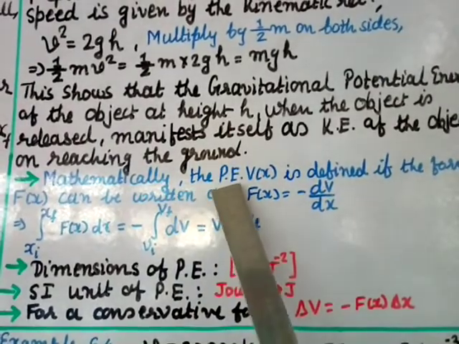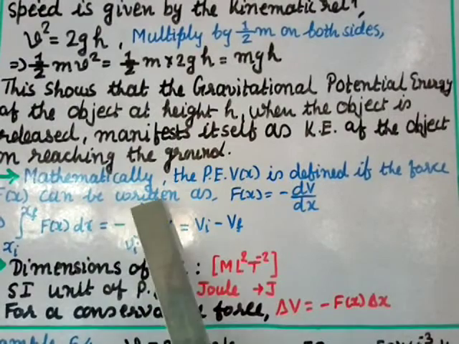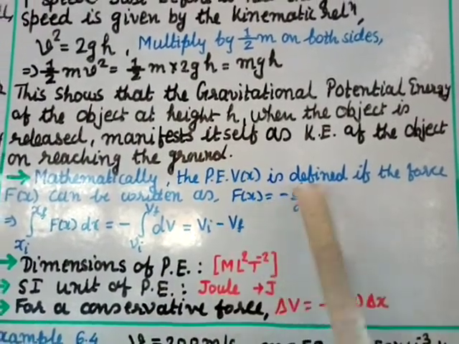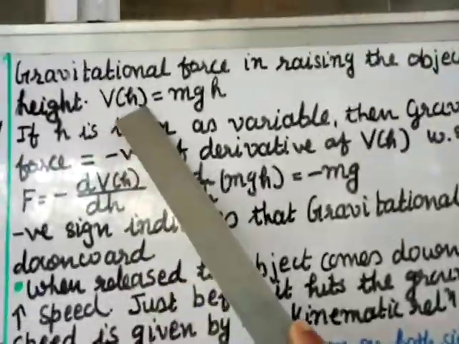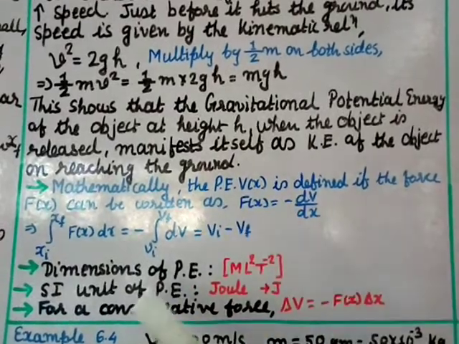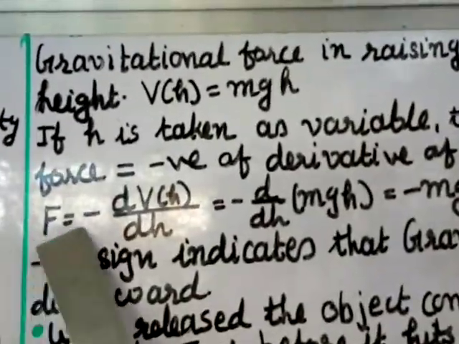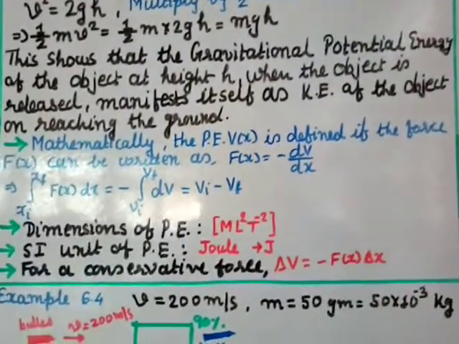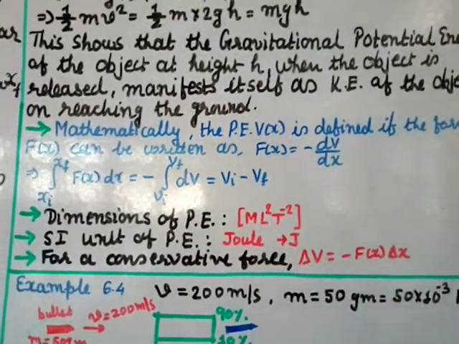Mathematically, the potential energy V of x is defined if the force F of x can be written as F of x equal to minus dV by dx. Before, we took V of h. Now suppose we take the potential energy in general as V of x. Then we can write F of x, the force, equal to minus dV by dx. The same thing we have done here, F equal to minus dV/dh. Here we are taking the function of x, the displacement, and V is the potential energy.